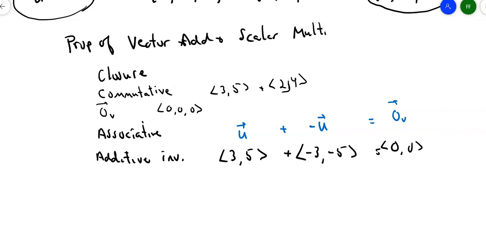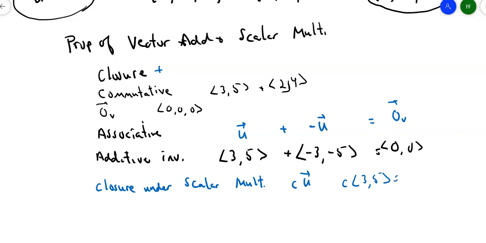All right, there is such a thing as closure under scalar multiplication. This was closure under addition. There is also closure under scalar multiplication. Meaning, if I take a scalar times a vector, then that is also a vector in Rn. So if you took a scalar times 3, 5, you would get another vector that's also in R2. You wouldn't get a vector in R3 or anything like that.